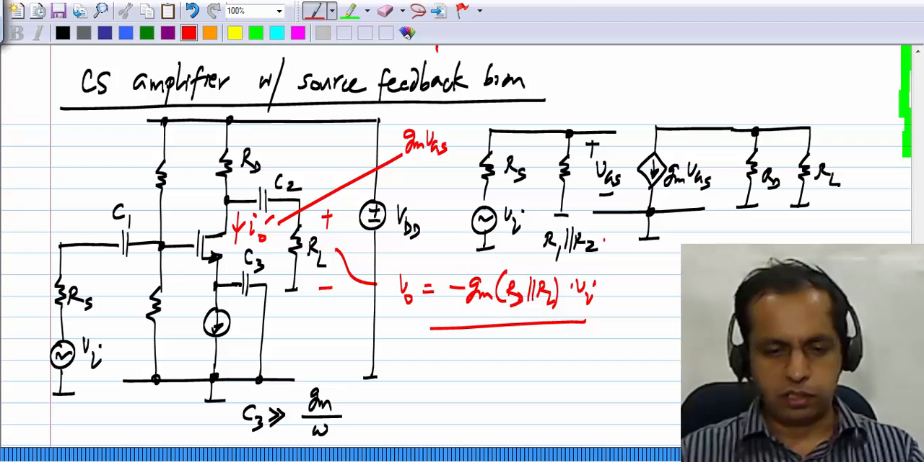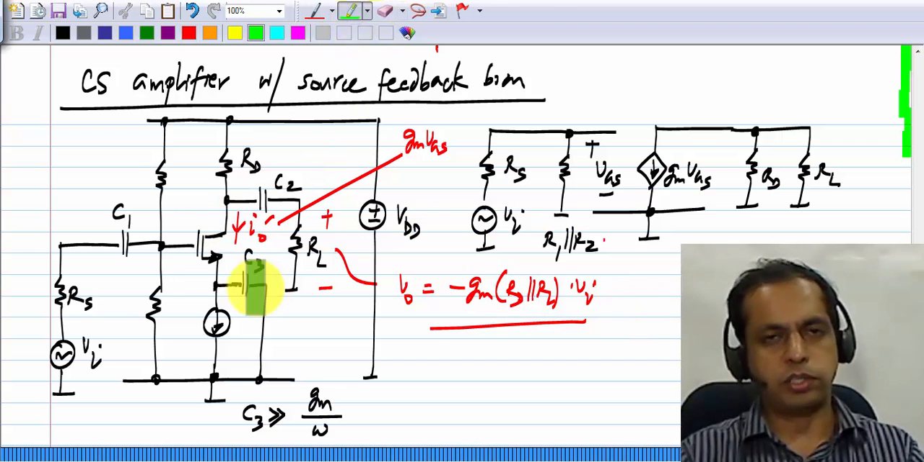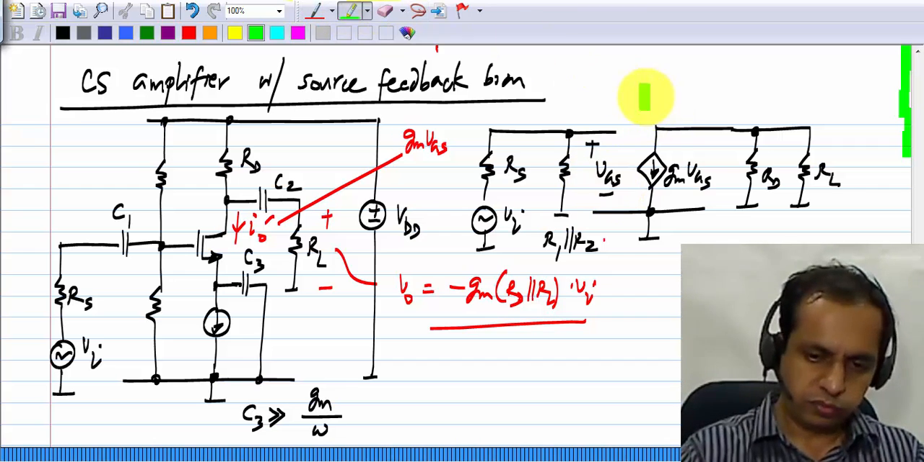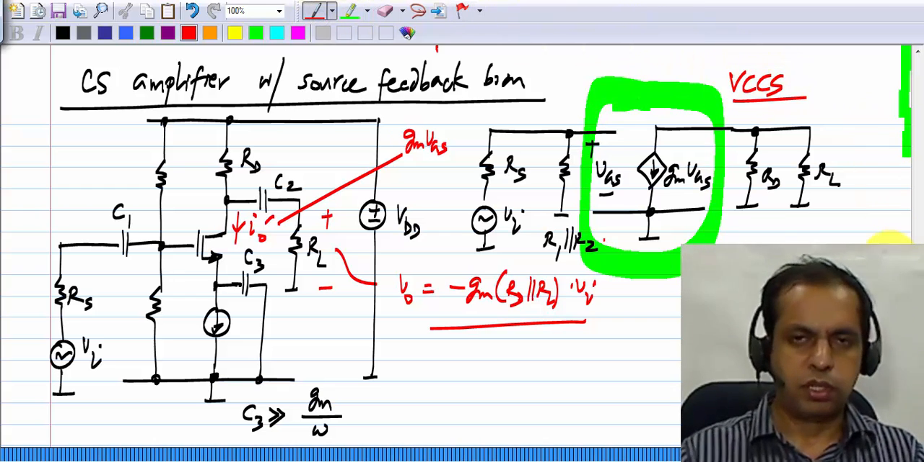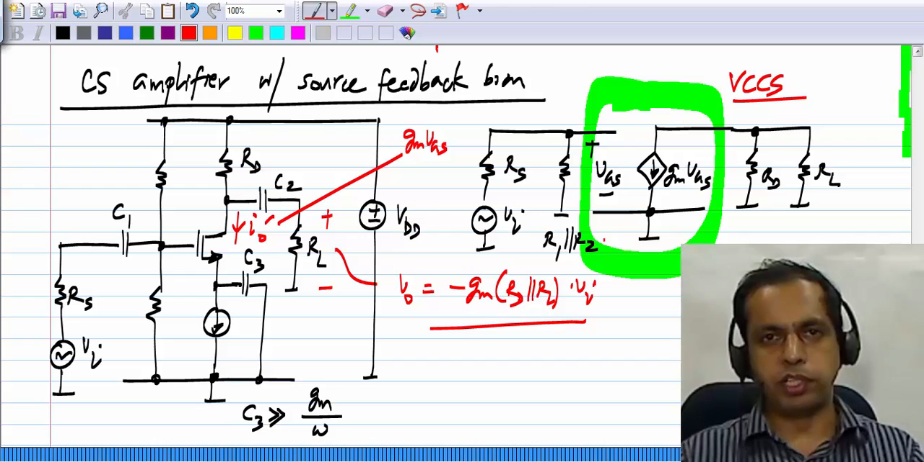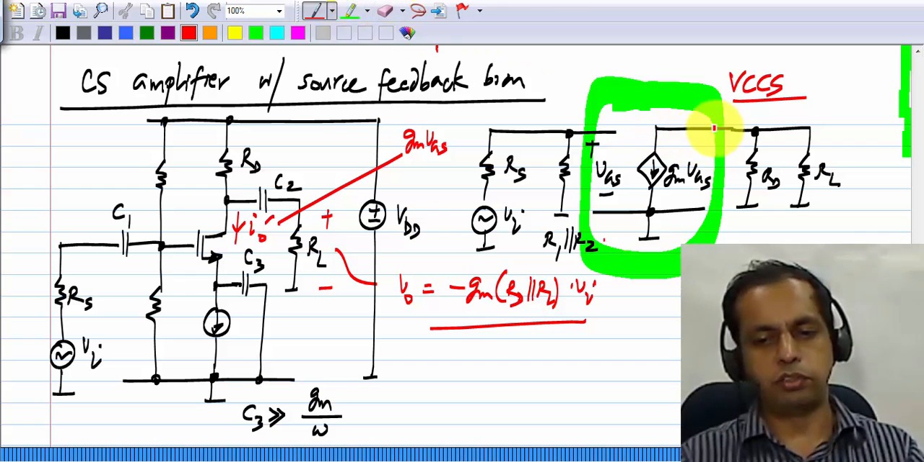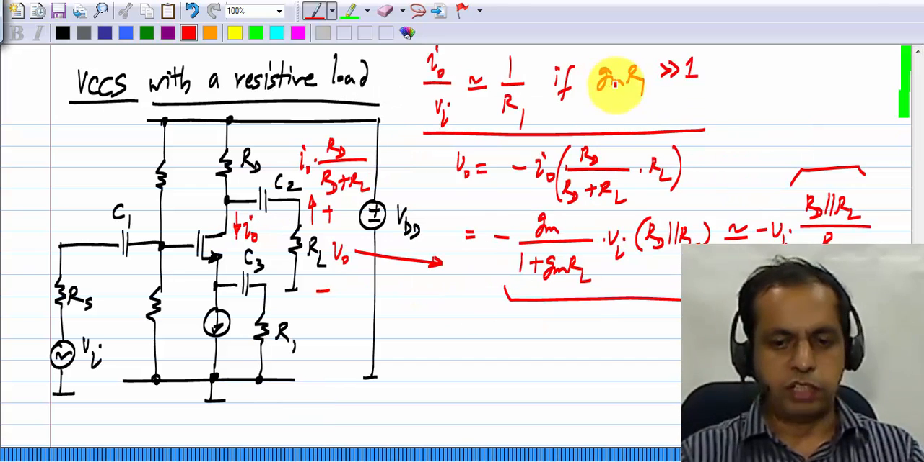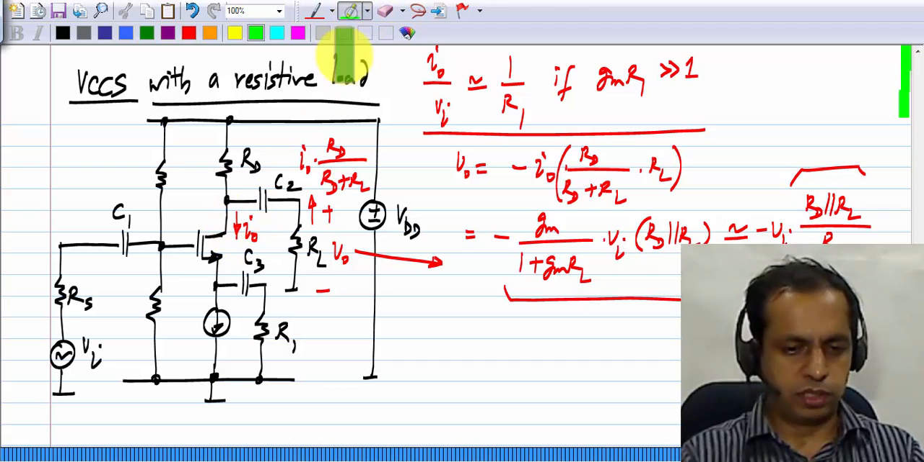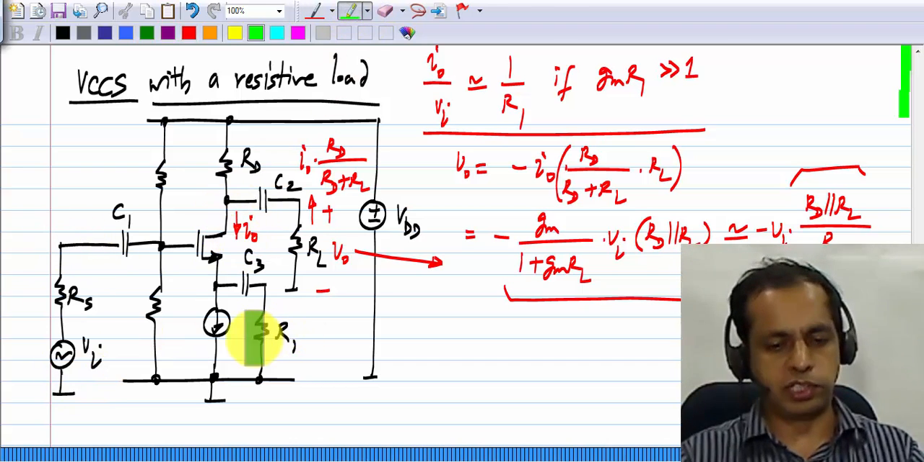In fact, this is also a voltage controlled current source with a resistive load, where the voltage controlled current source is just the MOS transistor by itself. Okay, this is also a voltage controlled current source. The only difference between these two is that in this case the ratio of output current to input voltage is defined by the MOS Gm, whereas here if you choose Gm R1 to be much more than 1, the ratio of output current to the input voltage is defined by this resistor R1.